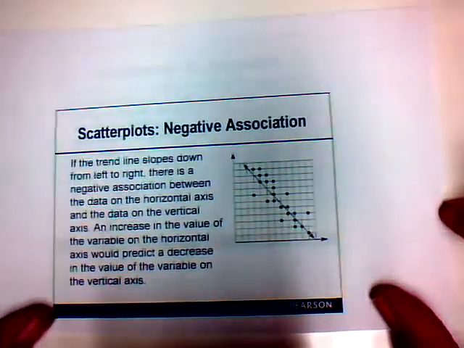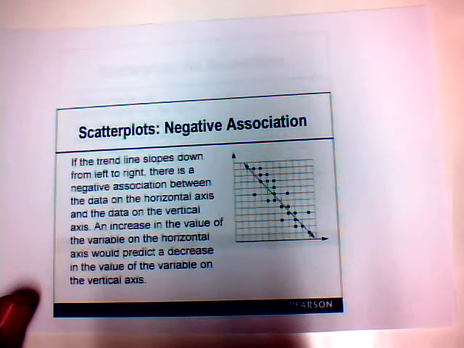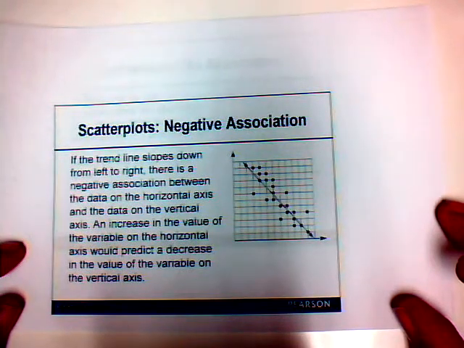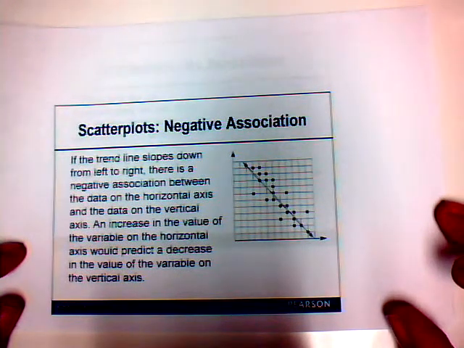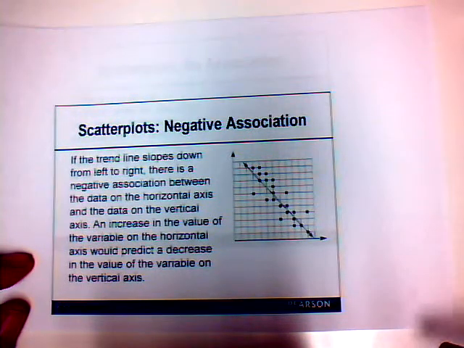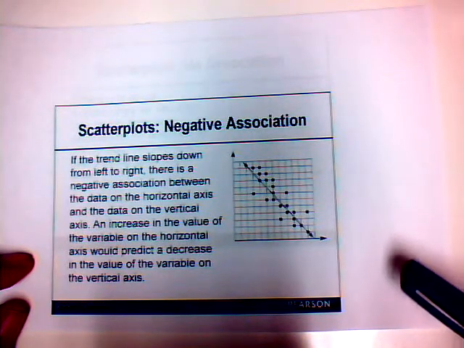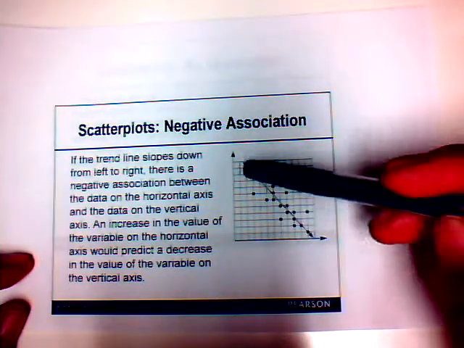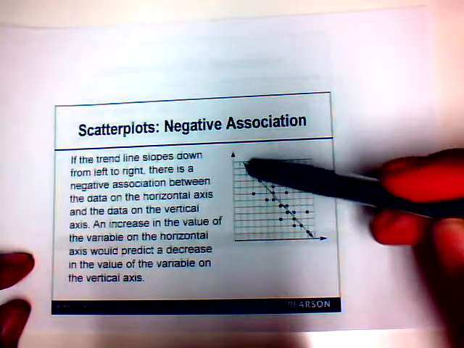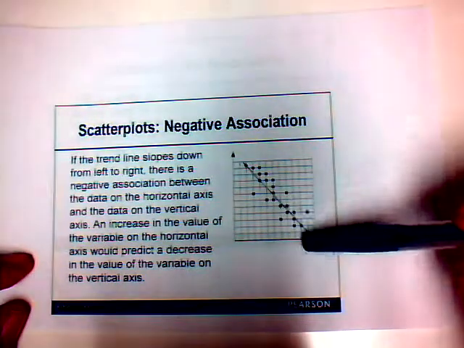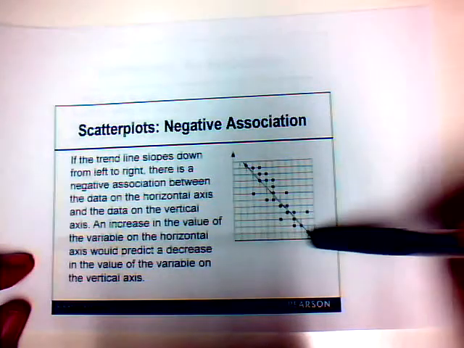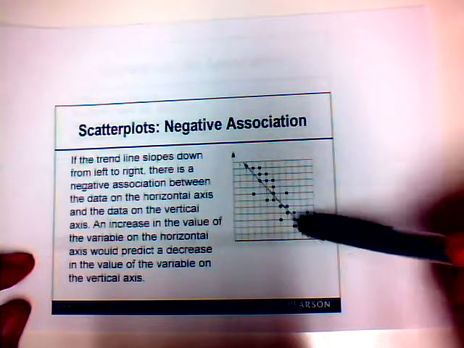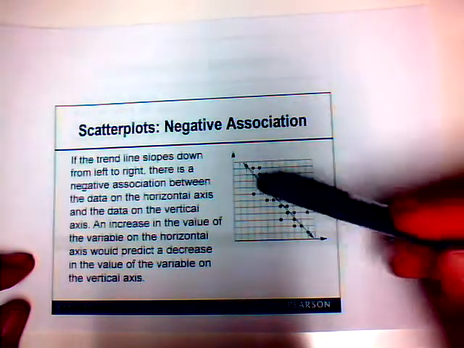Another type of association is a negative association. If a trend line slopes down from left to right, there is a negative association between the data on the horizontal axis and the data on the vertical axis. An increase in the value of the variable on the horizontal axis would predict a decrease in the value of the variable on the vertical axis. In this case you can see the data values are decreasing as the x value increases. As the x value increases, the y value decreases. That's why you have a negative association.